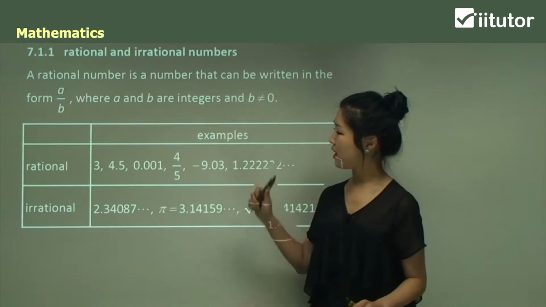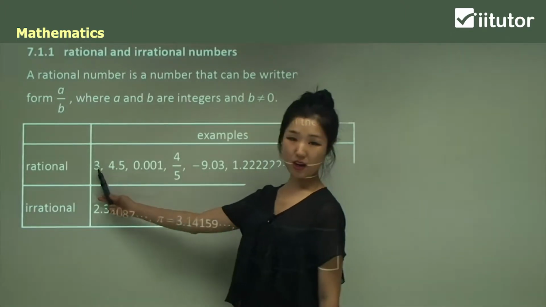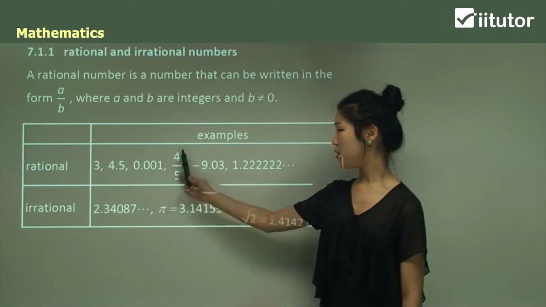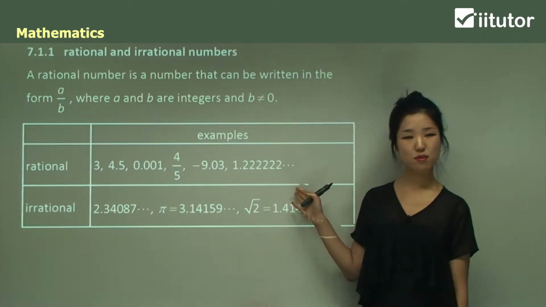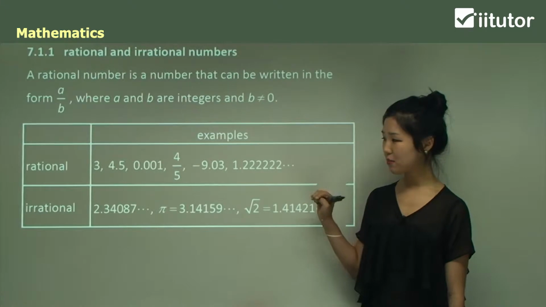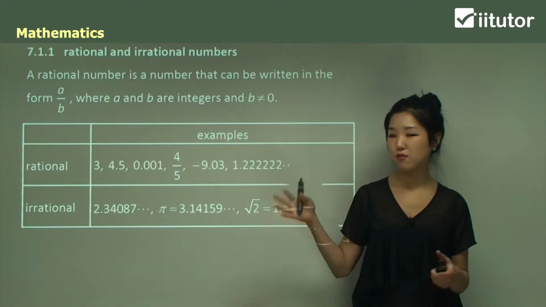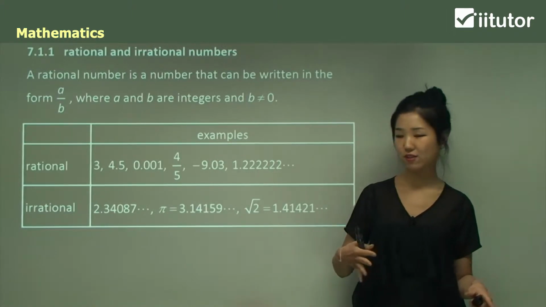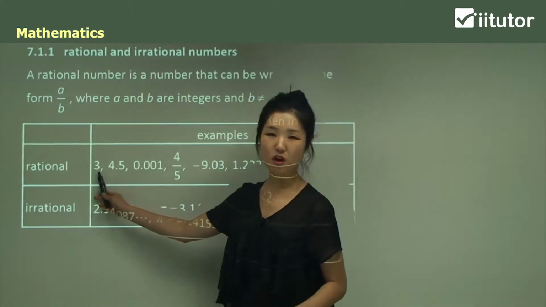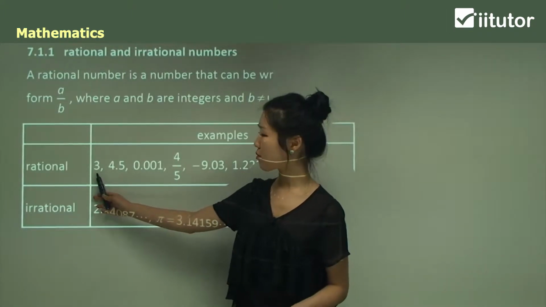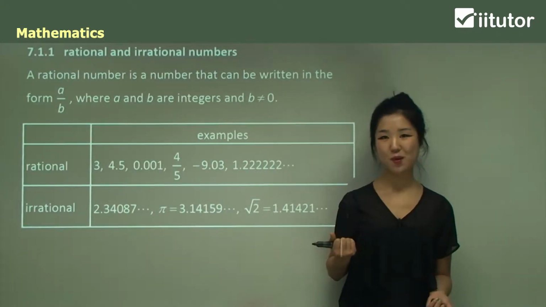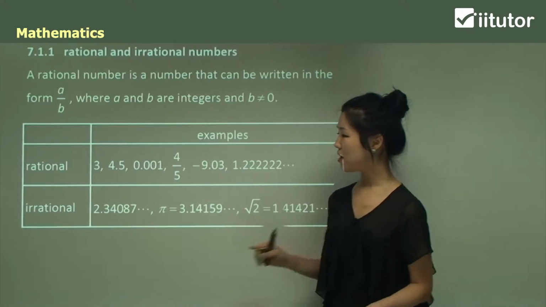So have a look over here. A rational number could be 3, 4.5, 0.001, 4 on 5, these numbers over here. If it's a fraction, you can convert it into a decimal. If it's a decimal, we can convert it into a fraction. And if it's a whole number, whole numbers are always rational. 3 is 3 over 1. We can write it in the form a over b, can't we? So that's a rational number.